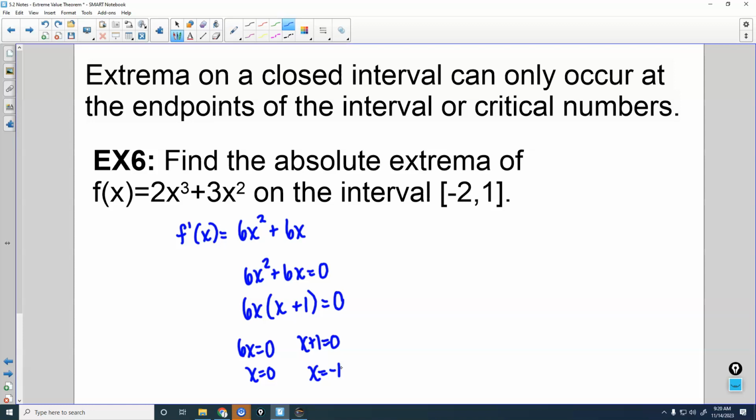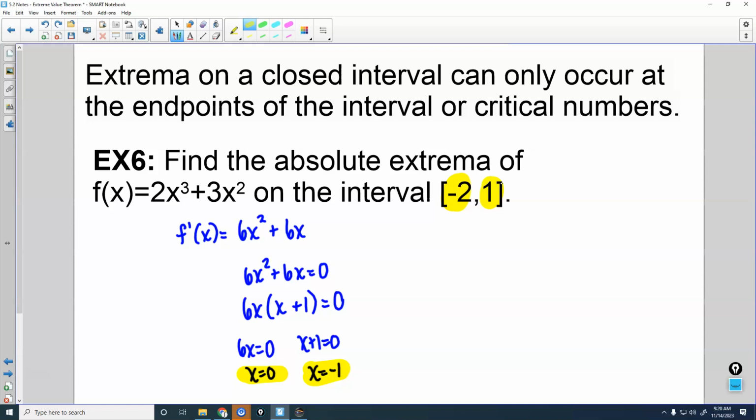So those are my critical points. I have a critical point at 0, a critical point at negative 1, and endpoints at negative 2 and 1. Does 0 and negative 1 both fall on that interval? Yes. If I got, let's say, negative 7 here, I would not use it because it doesn't fall between negative 2 and 1. I just throw it out for this problem. But these are all on the interval.